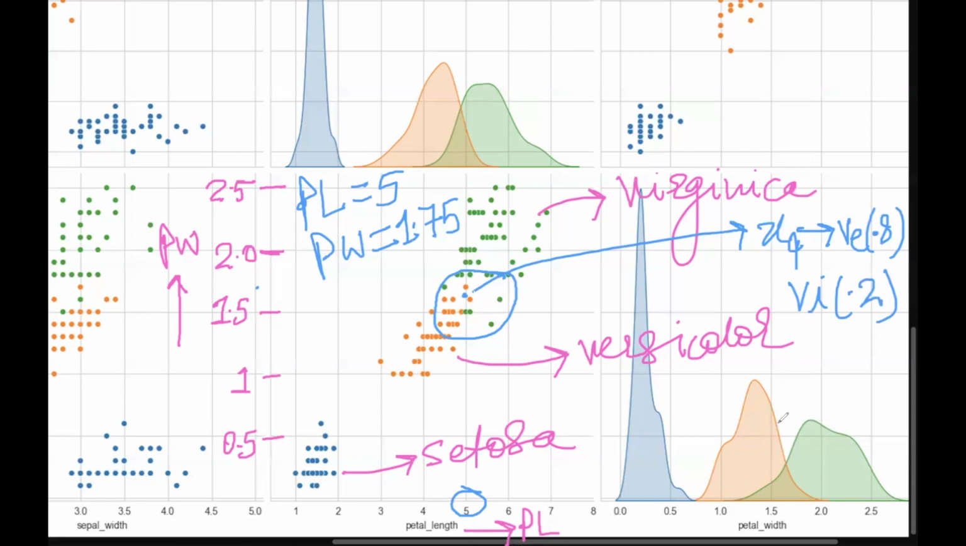Fine. So what does it mean? Instead of declaring your XQ as either versicolor or virginica, I could say that there is an 80% chance that it belongs to versicolor, and there is a 20% chance that it belongs to virginica, and there is a 0% chance that it belongs to setosa. Fine. 0.8 here implies 80%. Let me write it here. And 0.2 here implies 20%. And 0% here implies nothing.